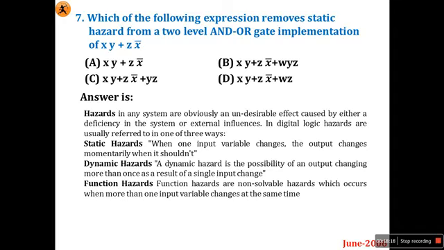Then the third one is function hazard. Function hazards are non-solvable hazards which occur when more than one input variable changes at the same time.